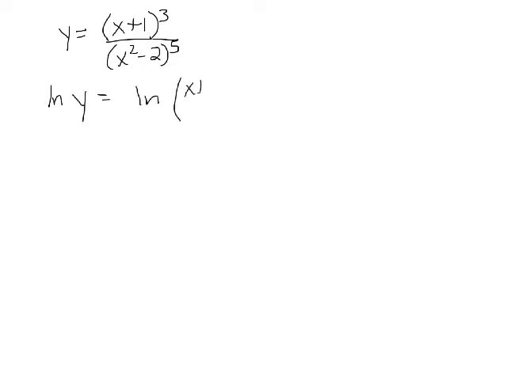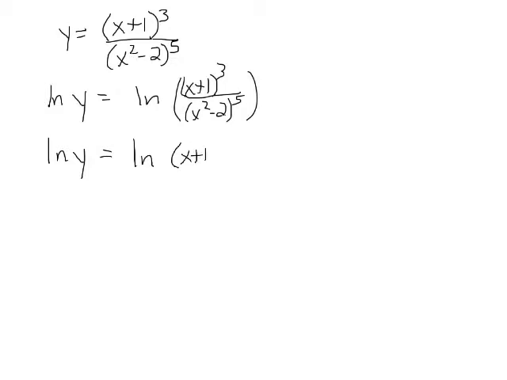And we get the natural log of (x plus 1) to the third over (x squared minus 2) to the fifth. Step 2 says use the product or quotient rules to split up your logarithm. So our logarithm we see is a over b, so we can split that into two logarithms, (x plus 1) to the third minus the bottom. The next step tells us to apply the power rules of logarithms. So we can move these exponents down to the front.